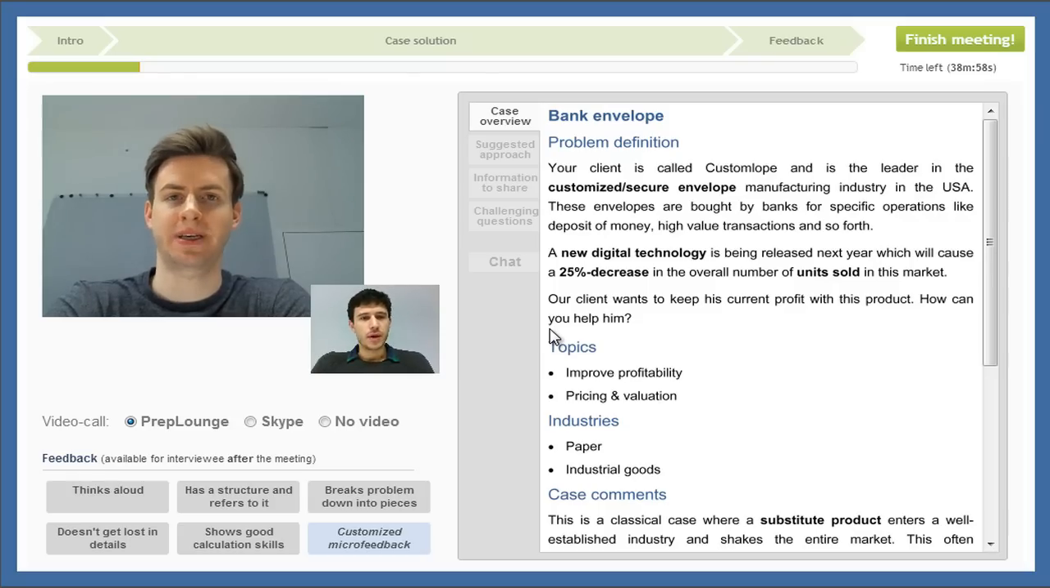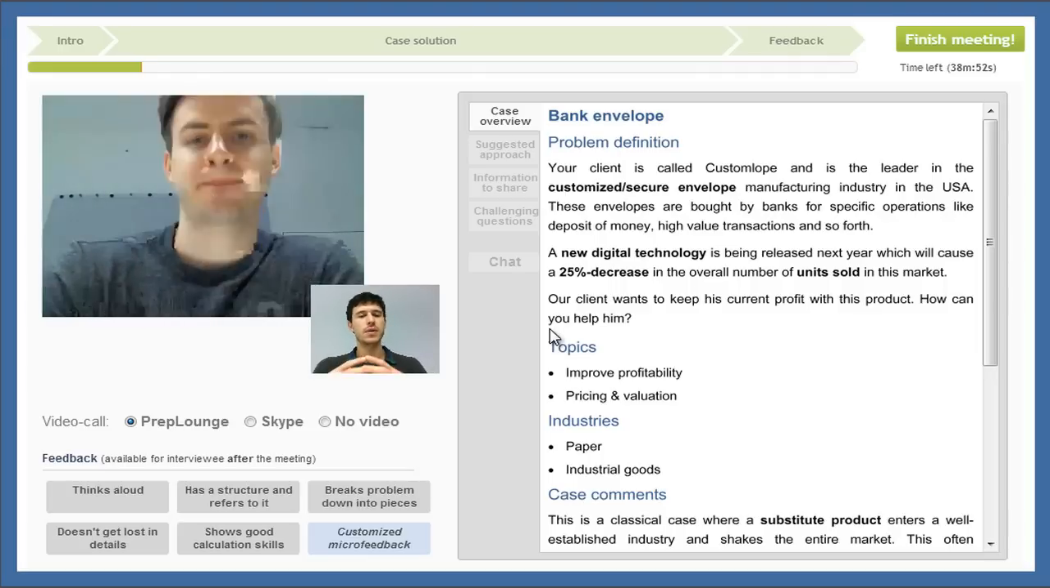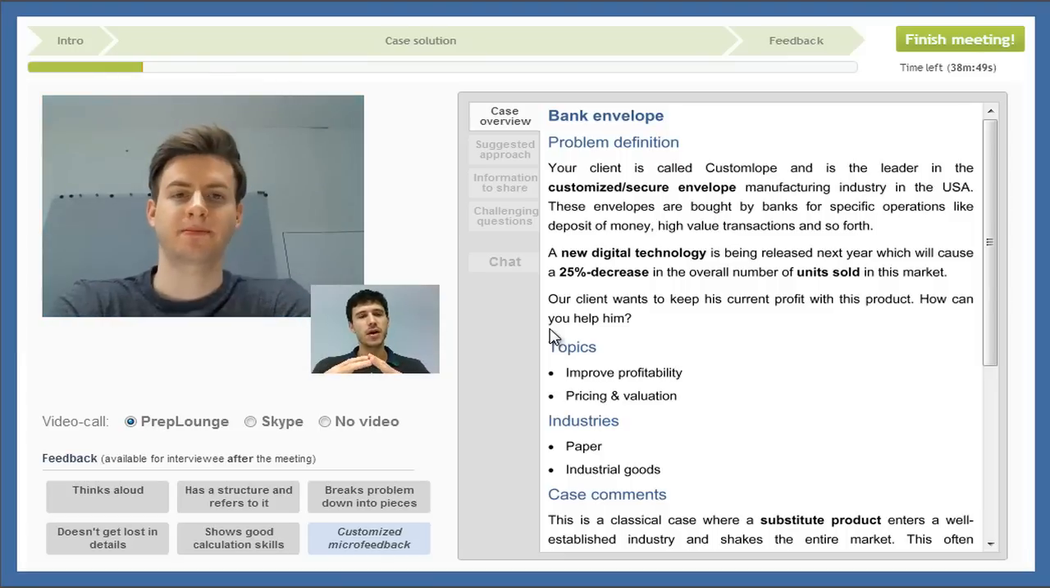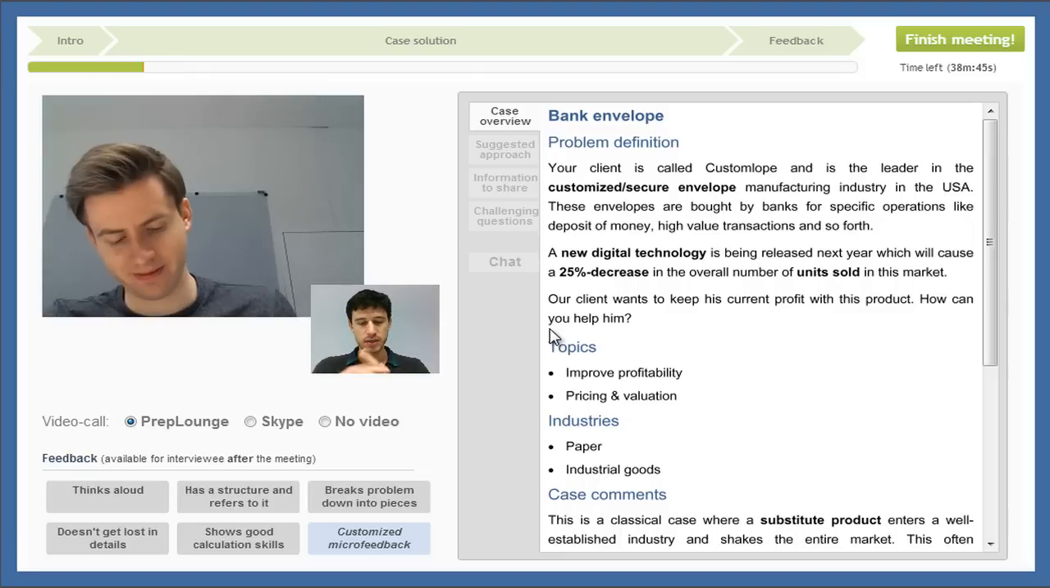Hi. So the case today is about a company which is called Custom Loan. They are the leaders in a market of secure envelopes in the USA. Okay. So just to clarify, what's a secure envelope?